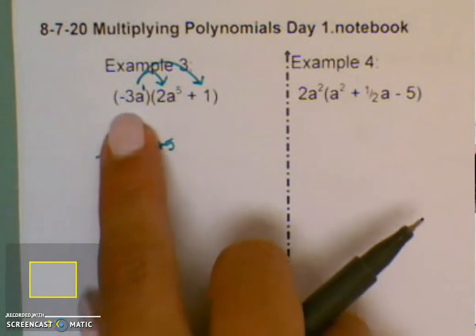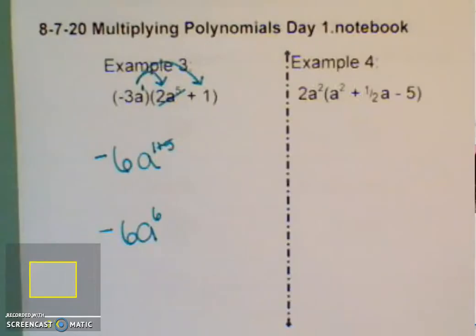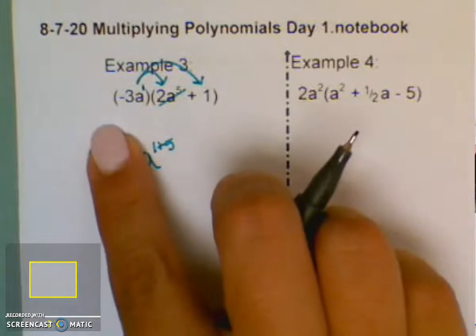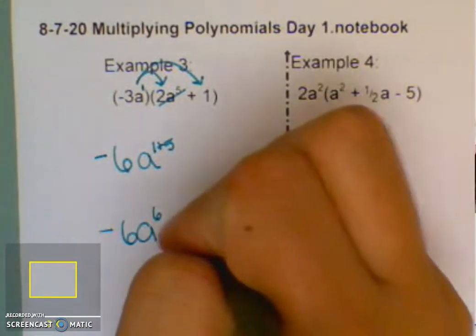Then you take your, again, your -3a, and you have to go to the second piece now because we already did that piece. So now if I just multiply it by 1, it stays the exact same. So you have a -3a.